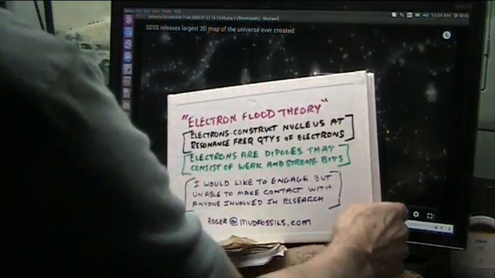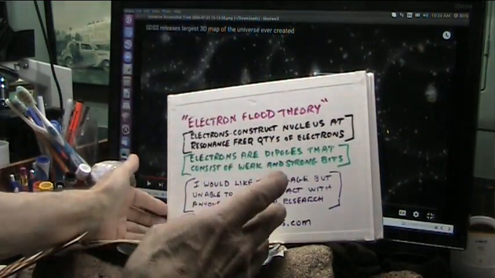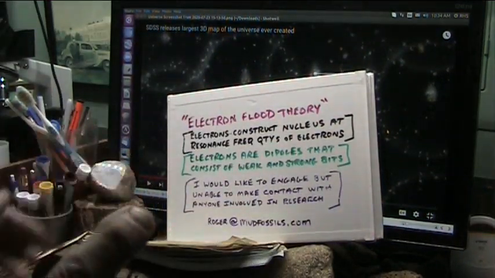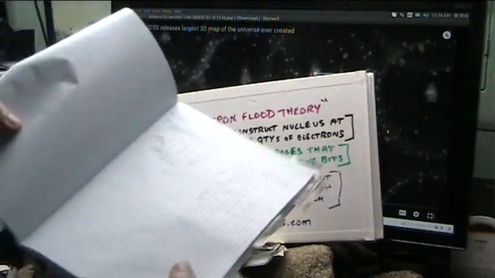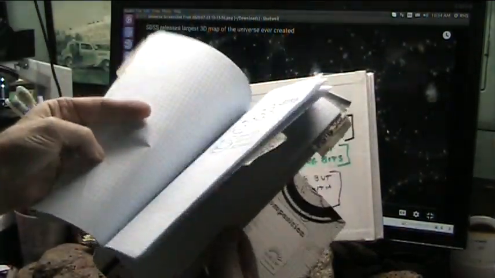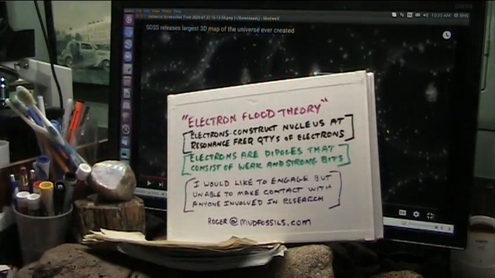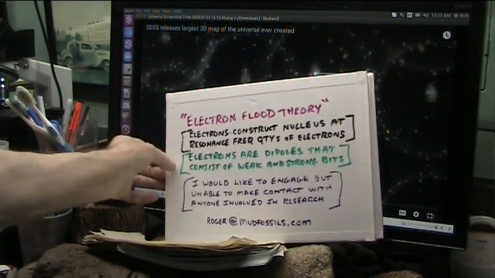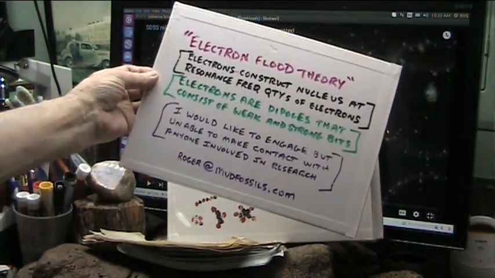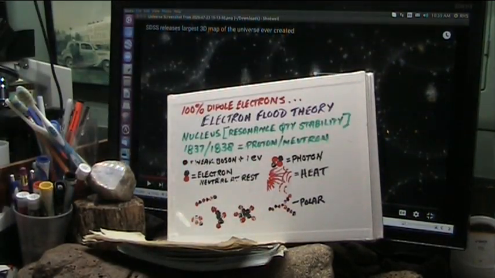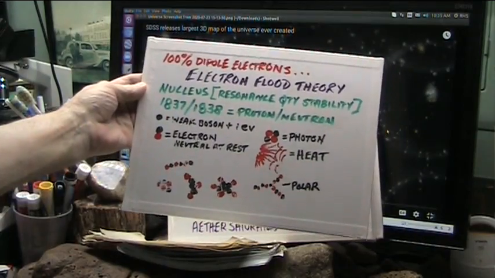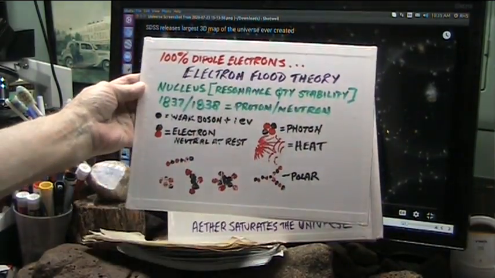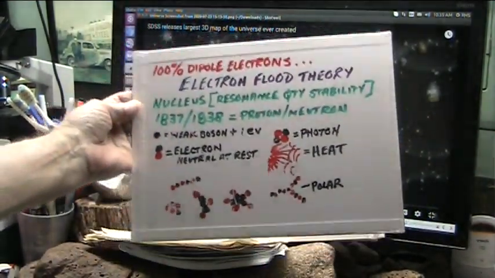Now, I don't know what order these are in, but I got whiteboards coming out of my ears. Now, get yourself your book. Remember I told you, always get a book. Get a book and get ready to start writing down all of these different boards. It's electron flood theory, how the nucleuses are constructed. Everything's made out of 100% dipoles, electron flood theory. You can stop these and watch these later, right? You can see these now.